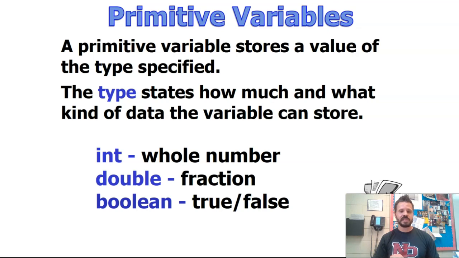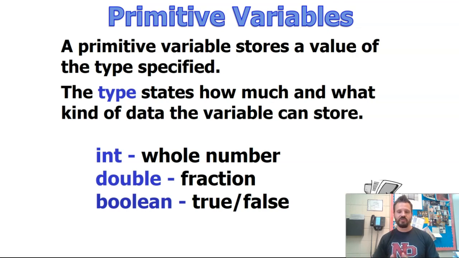Okay, and in Java, the reason I worry about the type of variable is that the type states how much and what kind of data the variable can store. So with Java, we're going to give the computer a heads up of what type of information it's storing. And then to optimize memory, it's going to find an address in the memory that has that much space available for it. So for example, a Boolean versus an integer.